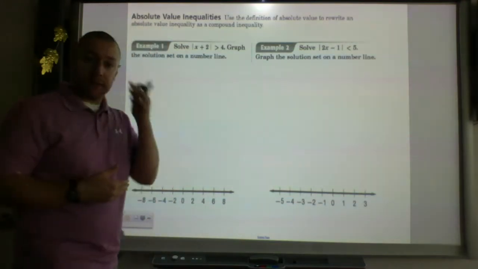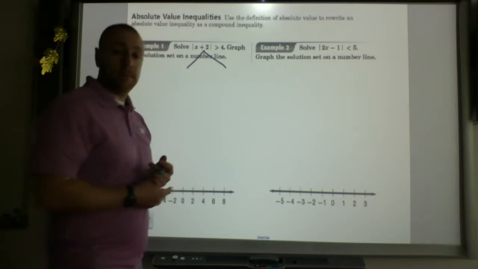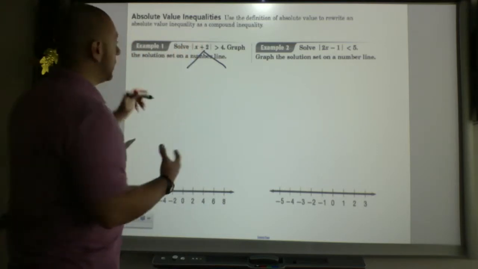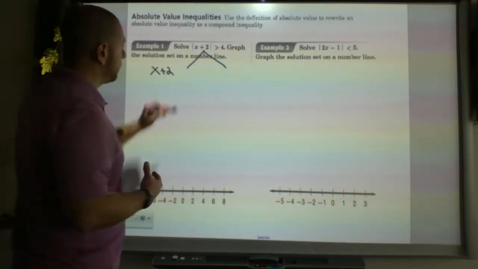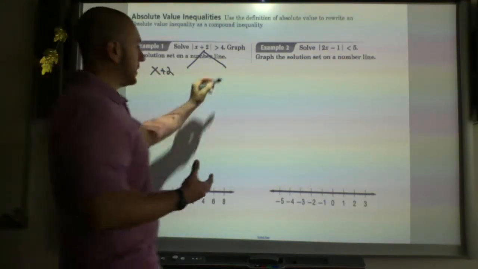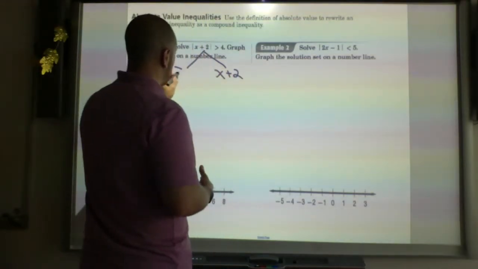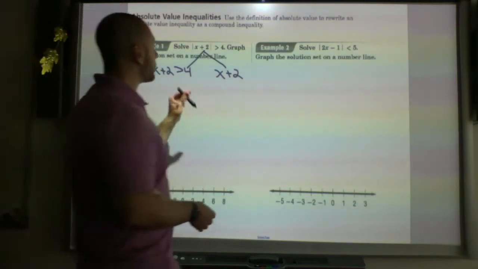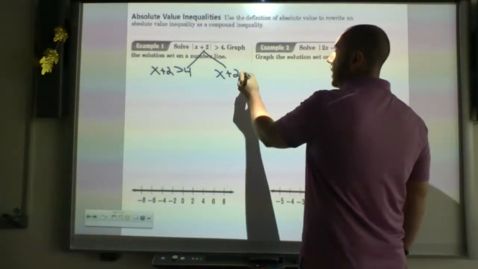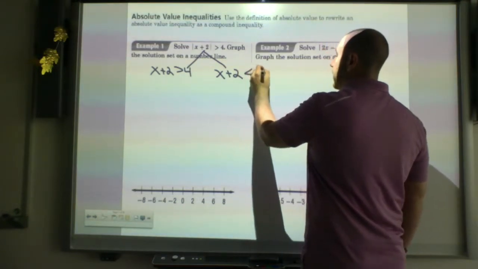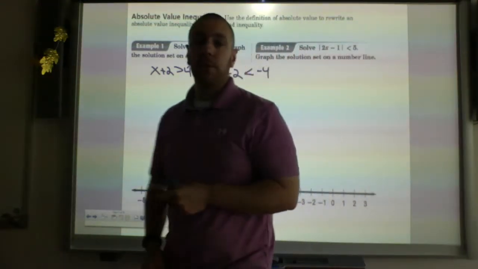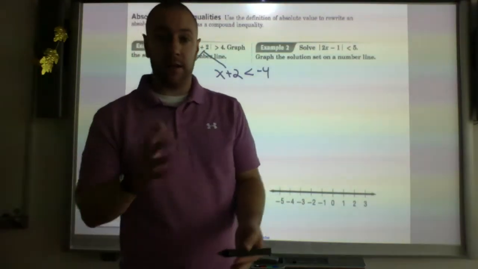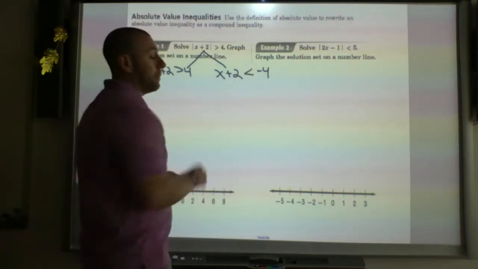So like the previous examples, we have to split it. What happens is that anything inside the absolute value stays the same, x plus 2. Now we have two cases: when x plus 2 is greater than 4, or when x plus 2 is less than negative 4. You remember that rule where we multiply or divide by a negative on inequalities, we have to flip the inequality? Well, that happens here too.